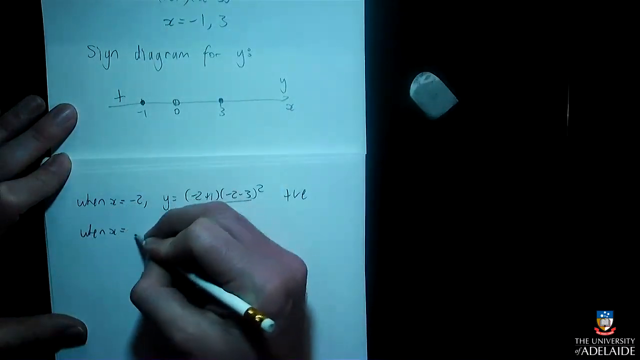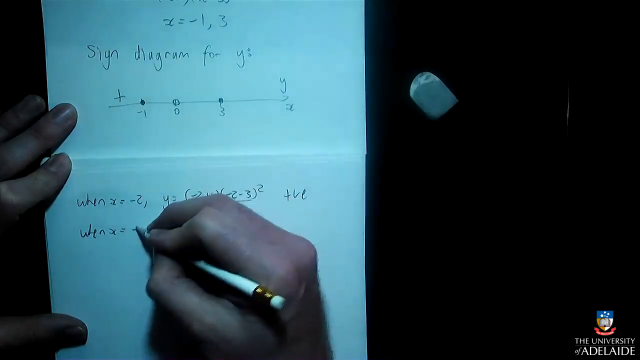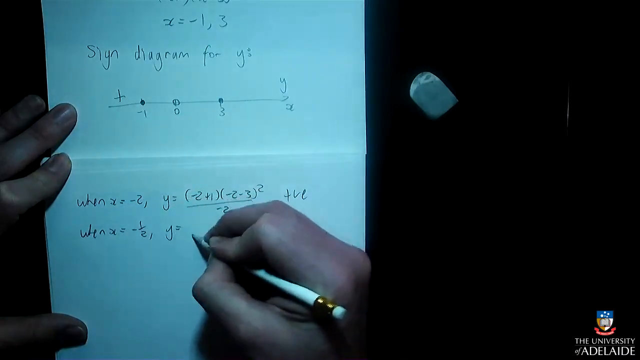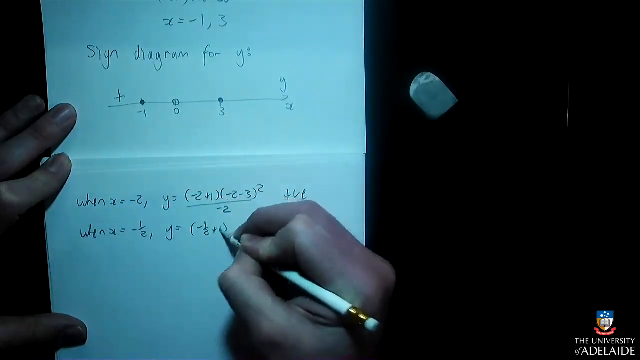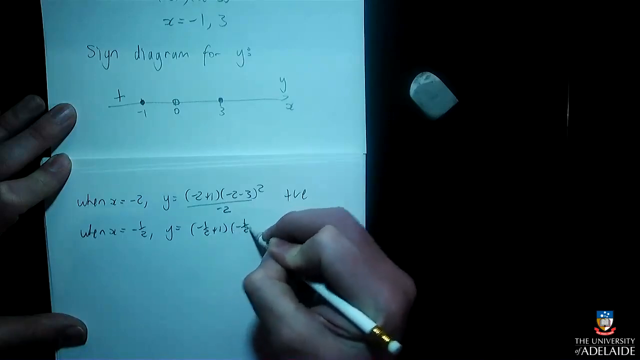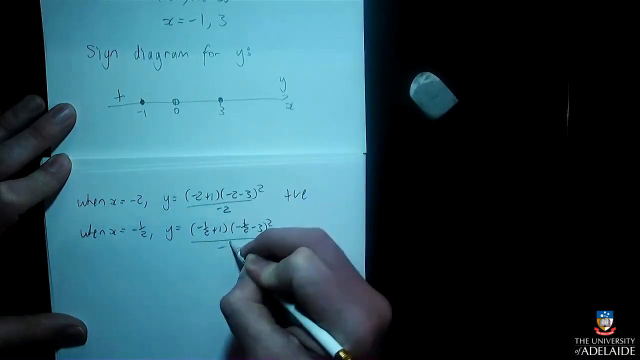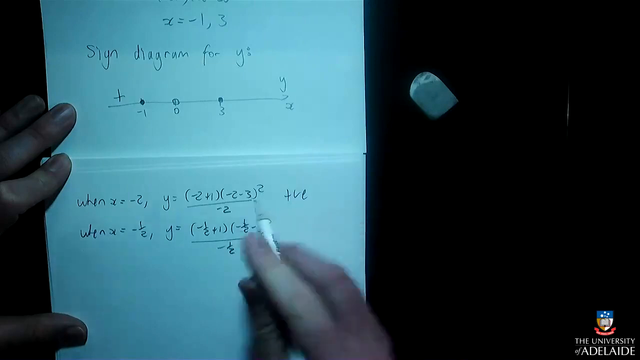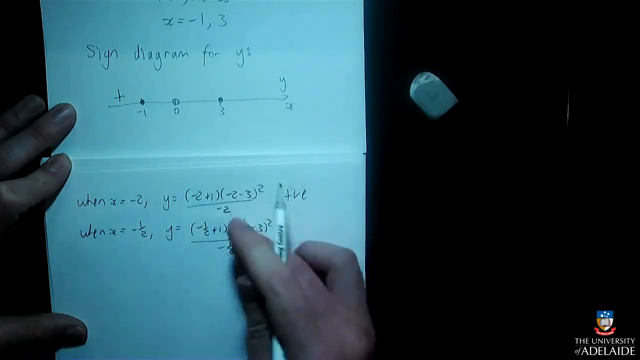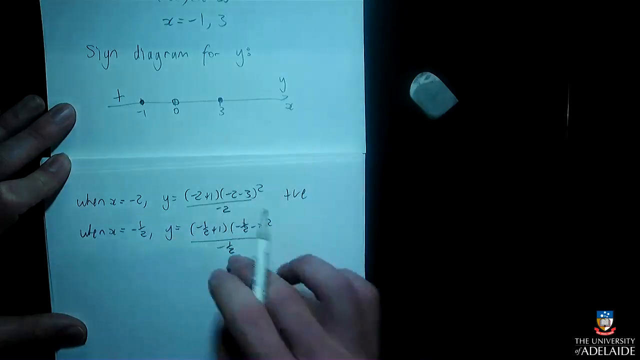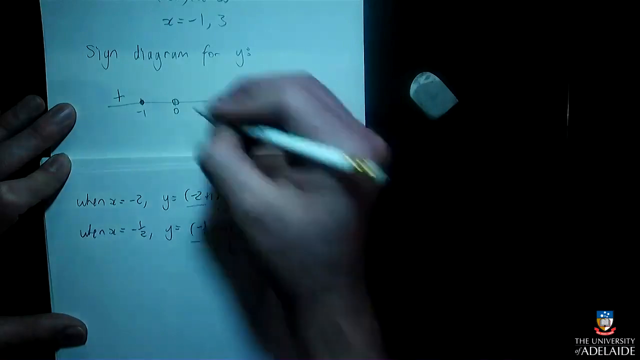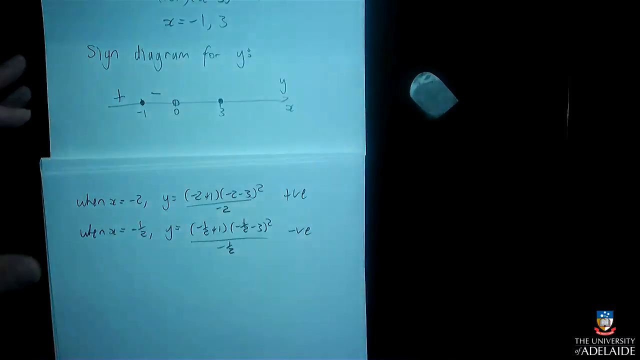When x is equal to something between -1 and 0, like -1/2, y is (-1/2 plus 1)(-1/2 minus 3) squared over -1/2. So that's positive now. That's positive. Positive on the top, negative on the bottom. That means it's going to be negative. You notice as well that I haven't written f of -1/2 or f of -2 because there is no f in the original problem, so I'm going to have to leave it as a y.